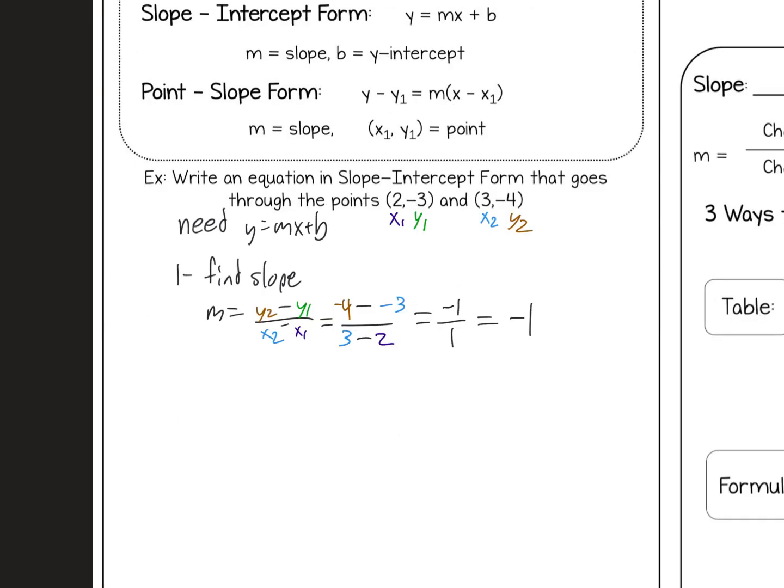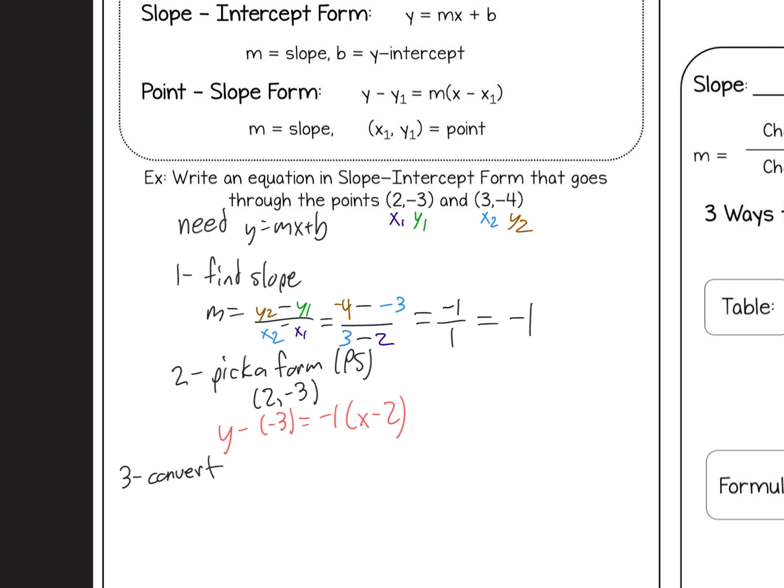Next, we need to find our y-intercept so we can finish up slope-intercept form. Unfortunately, we were not given our y-intercept, so instead, we're going to put our equation in a different form and then convert. Since we are given points as well as the slope, let's go ahead and use our first point, (2, -3), and plug into the point-slope formula alongside our slope of -1. y minus y1, which is -3, is equal to our slope -1 times x minus x1, which is 2. Now that we've got point-slope form, let's go ahead and convert to the form we want, which is slope-intercept form.